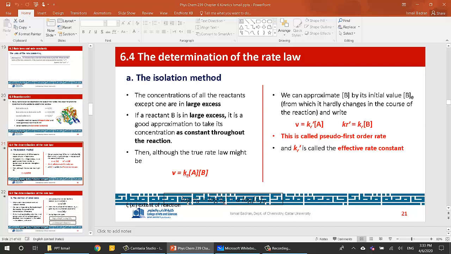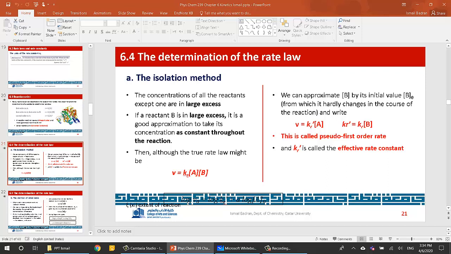The isolation method is really simple. If you have two reactants, A and B, we can use a large excess amount of B, and therefore we can assume that B is constant. Instead of saying V is equal to Kr A to the power M, B to the power N, we take B to be a constant, so we have two constants, Kr itself and B, and the rate law becomes V is equal to Kr prime times A. This is called pseudo first order kinetics. The word pseudo, as I mentioned in a previous lecture, means as if, so it's like a first order reaction. It's not actually first order, but it behaves like one.